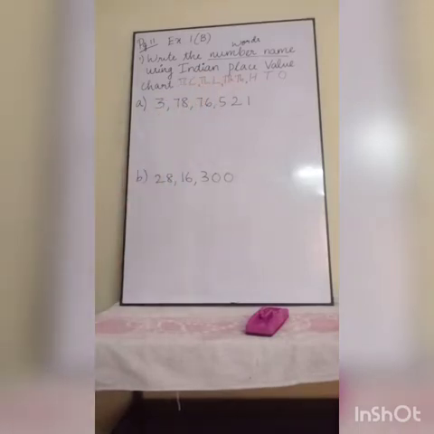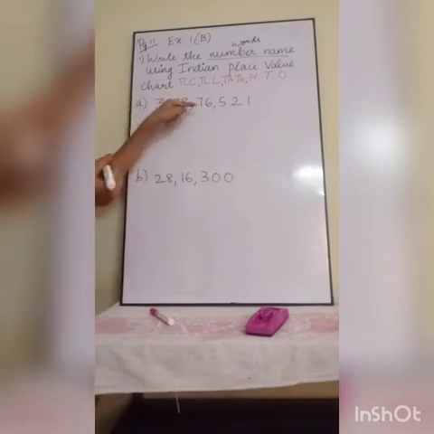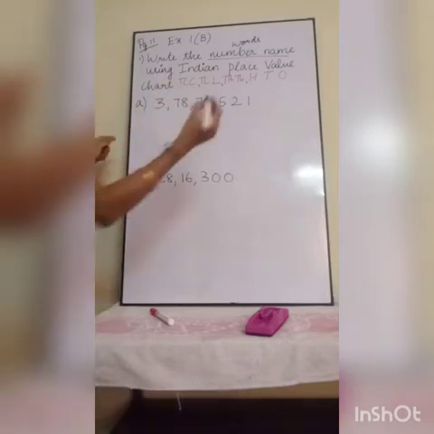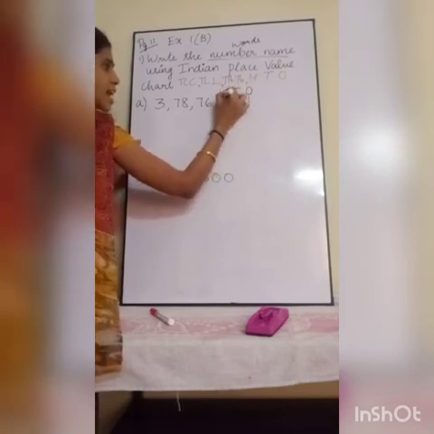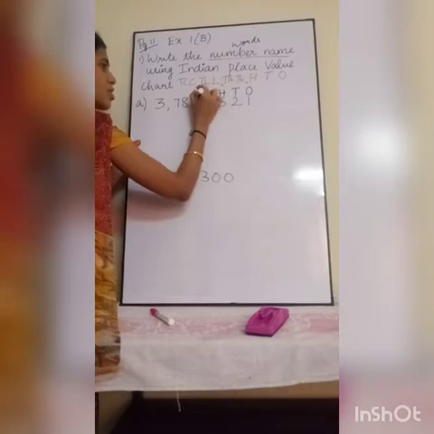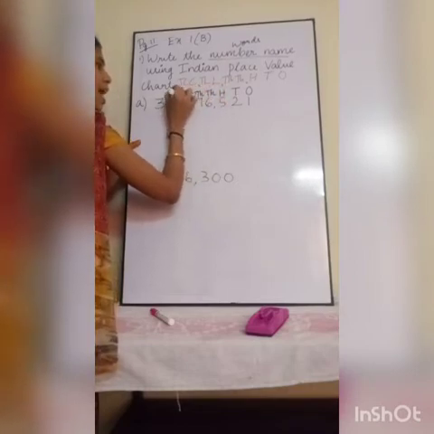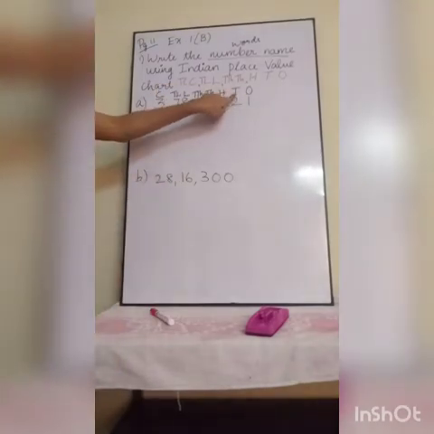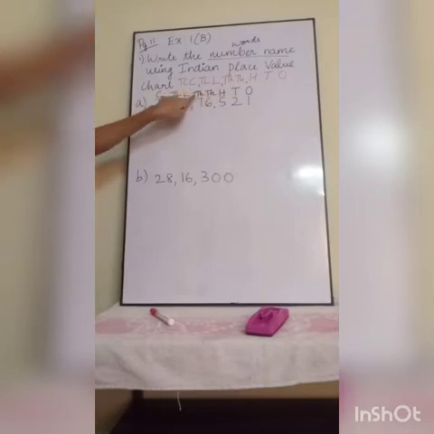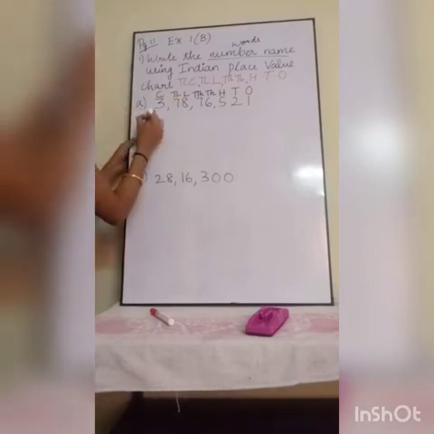Here also we are going to do the same thing in this question. In question A, we are going to write the number name. First I will write the place value above this number, starting from the right side: ones, tens, hundreds, thousands, 10,000, lakh, 10 lakh, crore. So how will you write the number name?